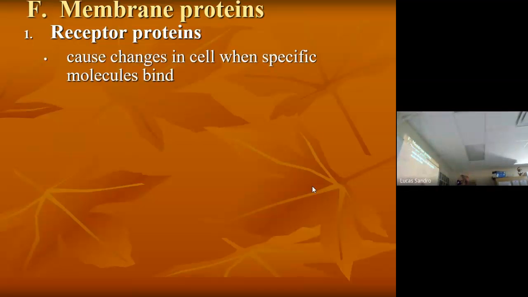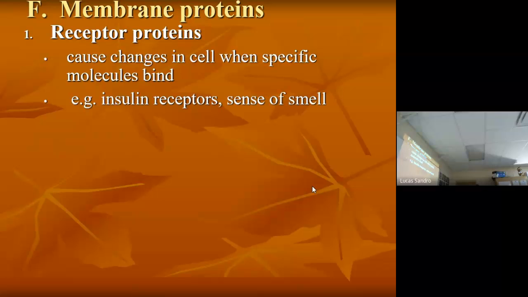Remember, they cause changes in a cell when specific molecules bind to them. Insulin receptors are basically receptor proteins that when insulin fits into them, they let glucose into the cell. They open the glucose channels, right? Sense of smell was the example we used at the beginning. So this might just be the examples that are new. If you want to add those there, that's fine. If you want to add them at the end, that's fine too.